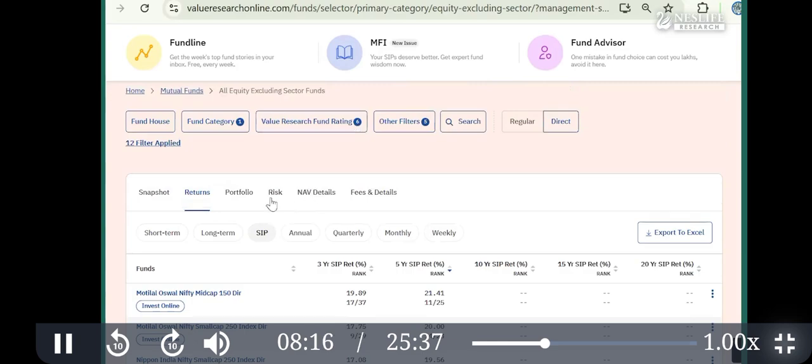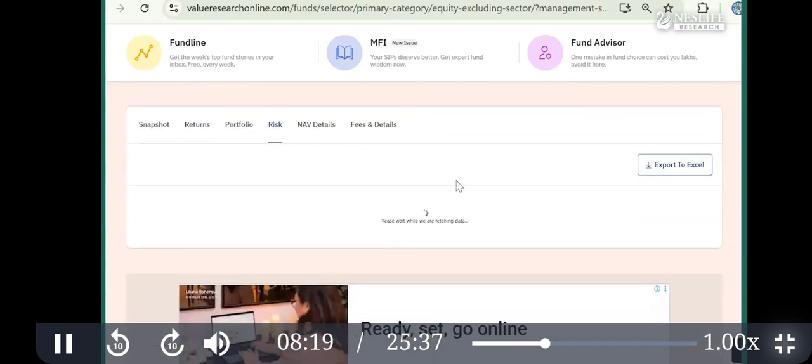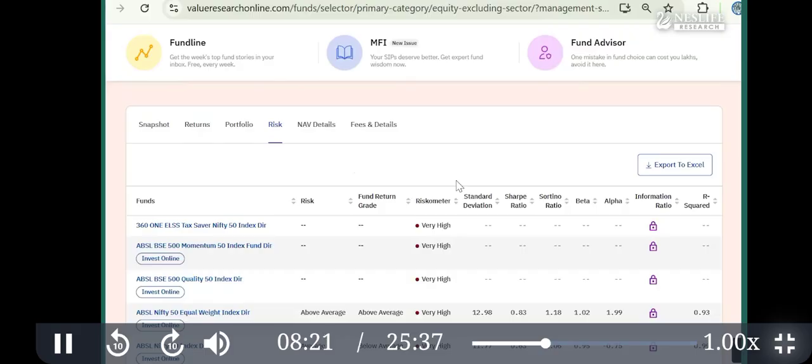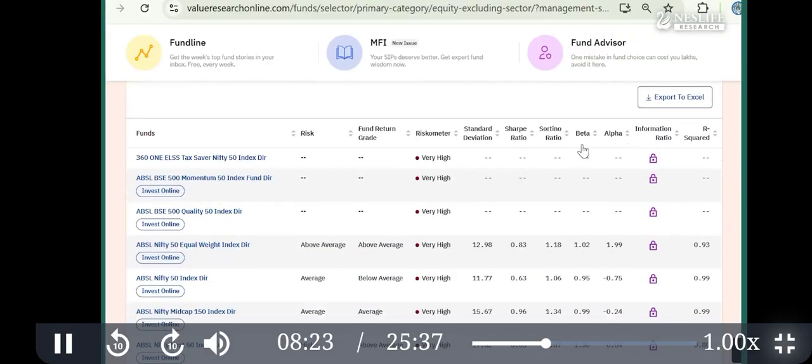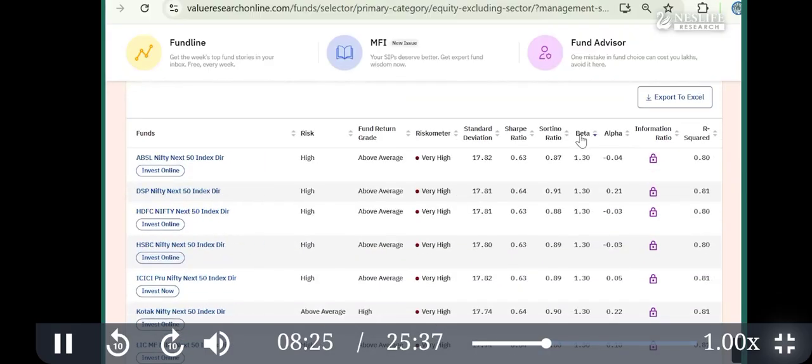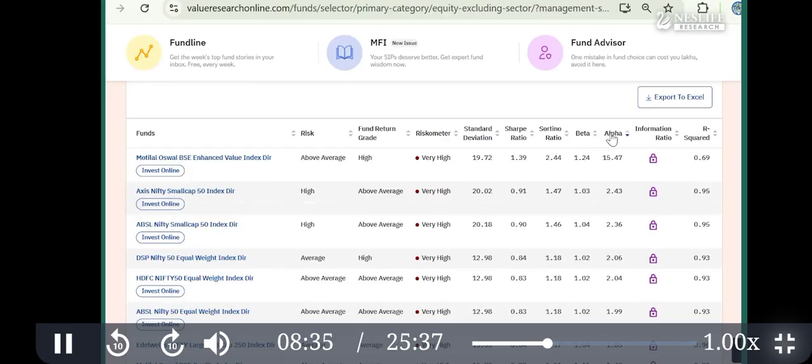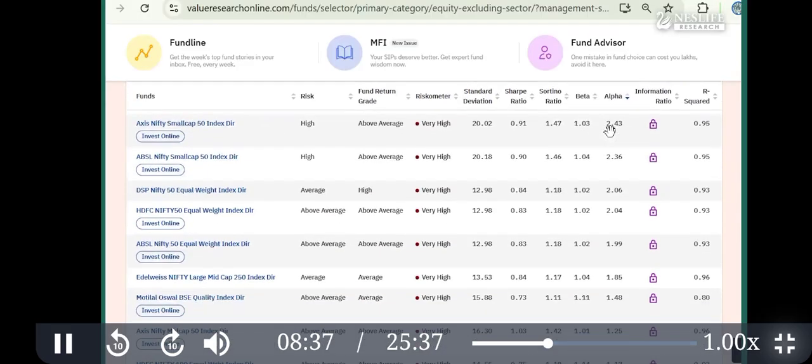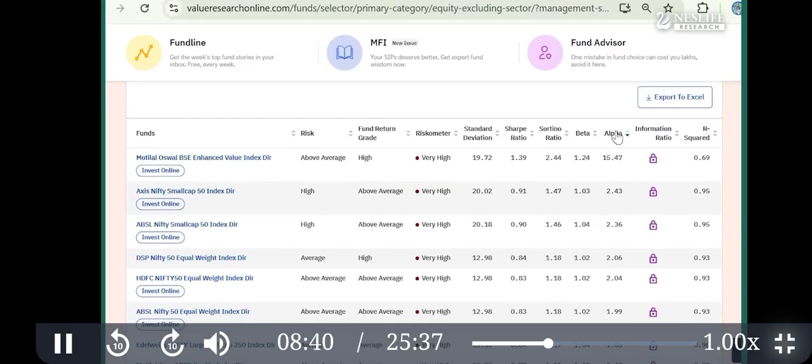Go to the risk stats, and here you will find that when we see the index funds, alpha and beta are not relevant here. Ideal beta should be 1 because it is itself an index, and alpha should be 0. But you see some mutual funds are giving some positive alpha, negative alpha. Our expectation is it should be 0. If someone is having positive alpha, that means they are taking some other risk and they are doing some other active involvement which is not desirable here.